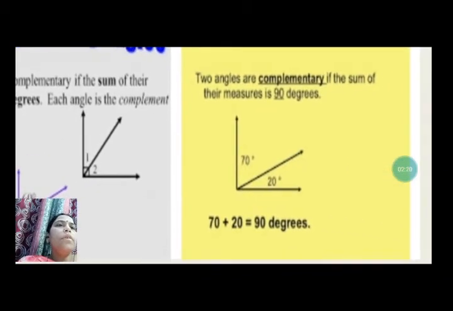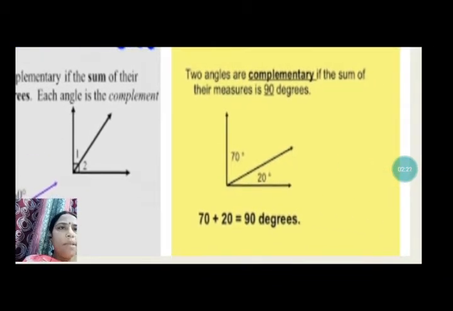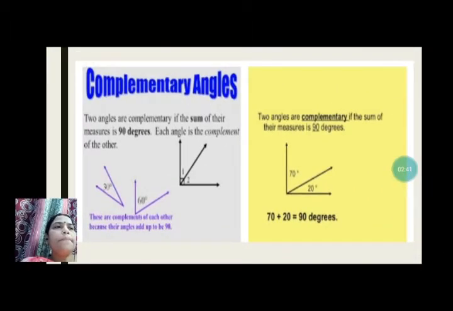So two angles are complementary if the sum of their measures is 90 degrees. Here also we can see one angle is 70 degrees, the other angle is 20 degrees. When we add 70 plus 20, how much do we get? We get 90 degrees. So they are complementary angles.